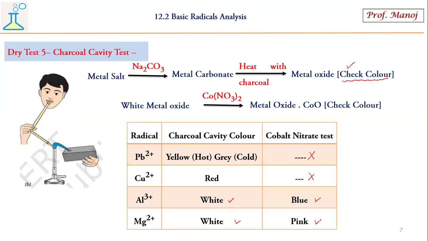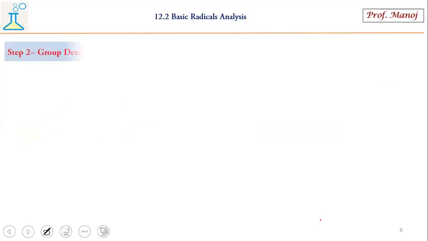These 5 steps are called dry test. This was our step number 1. We come to step number 2 now, which is called group determination. What you need to remember in this one will be a reagent and which precipitate is obtained.